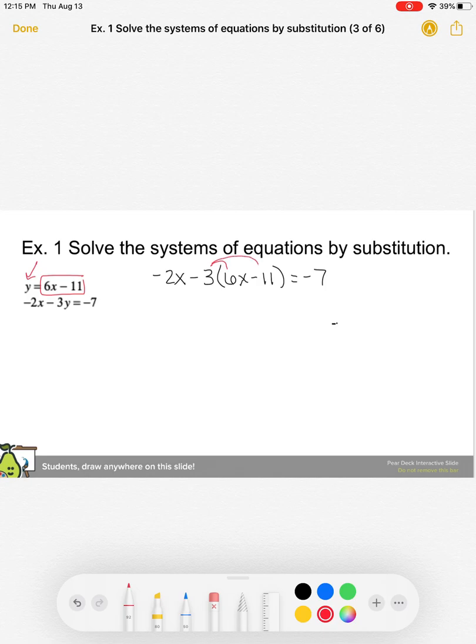So you copy everything down from that equation except for where the y is. You're substituting in what y equals. Now we'll distribute the negative 3. Remember to take that sign with that. So you get negative 2x minus 18x plus 33 equals negative 7. Okay, then you'll combine your like terms. Negative 2x minus 18x is negative 20x. We'll move the 33 to the other side by subtracting it.